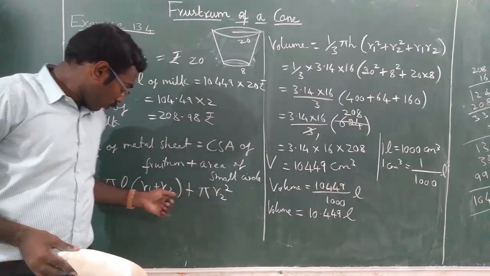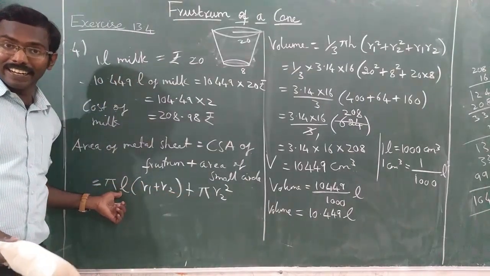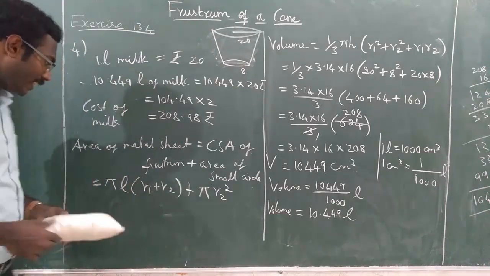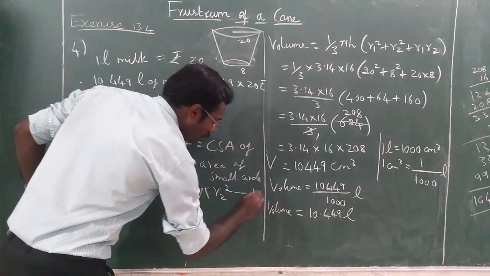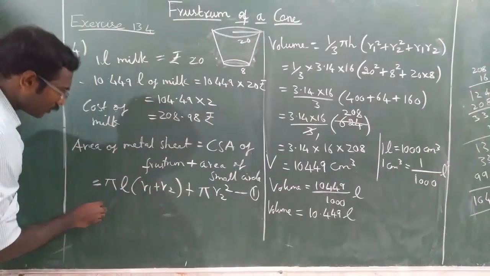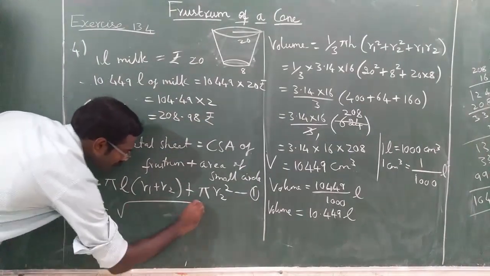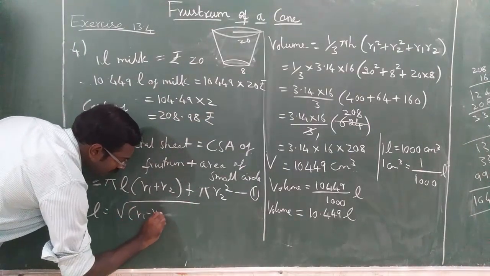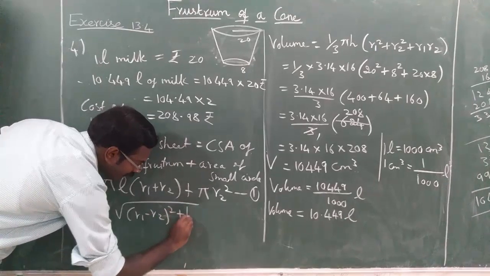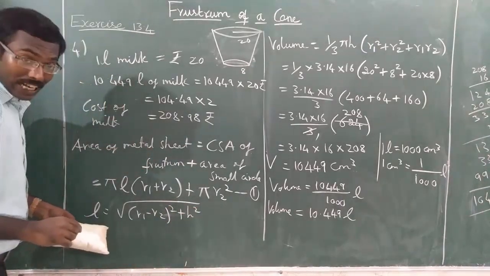Okay. Students, so here L is slant height. So first we have to find the slant height. So keep this as equation 1. Okay. So slant height L is equal to the formula given, root of (R1 minus R2) whole square plus X square. We have to find the slant height first.